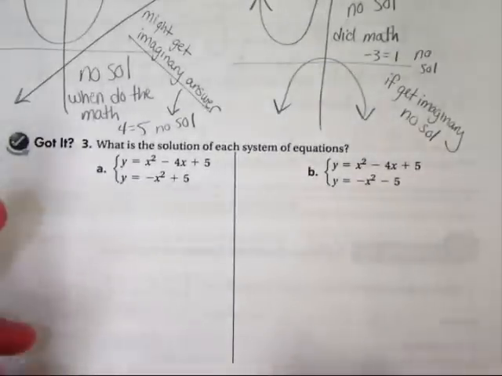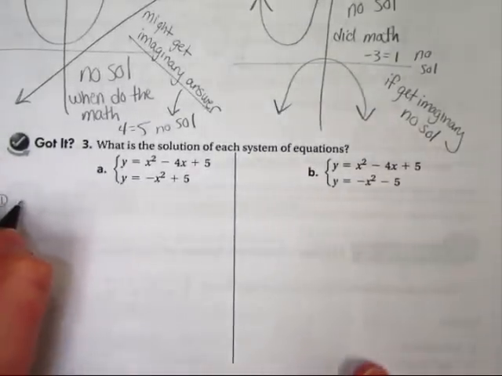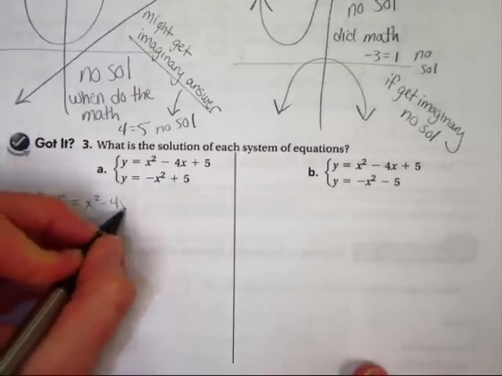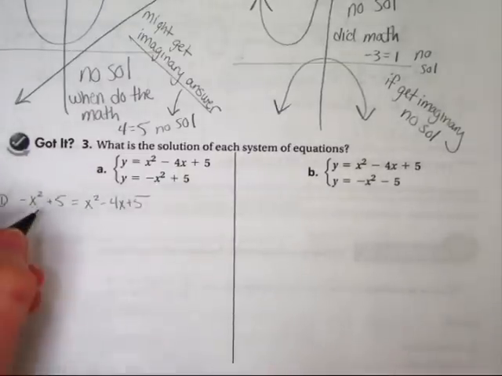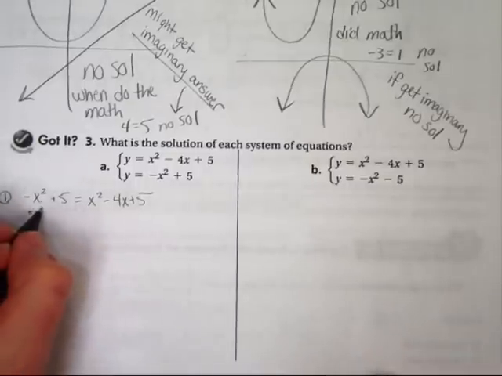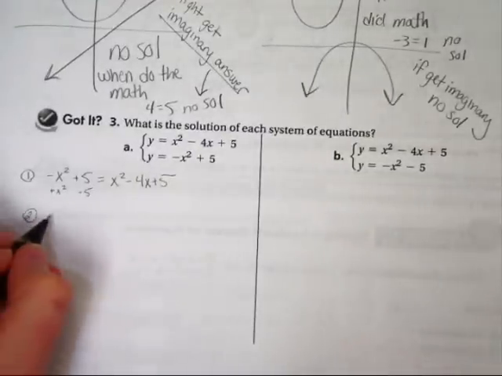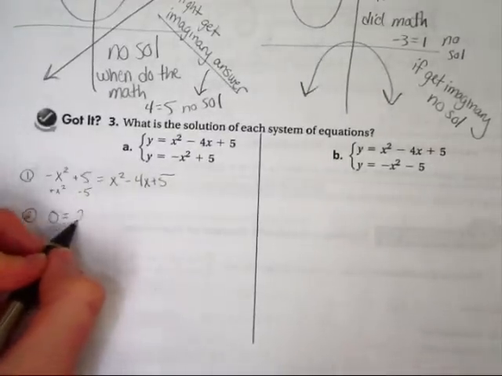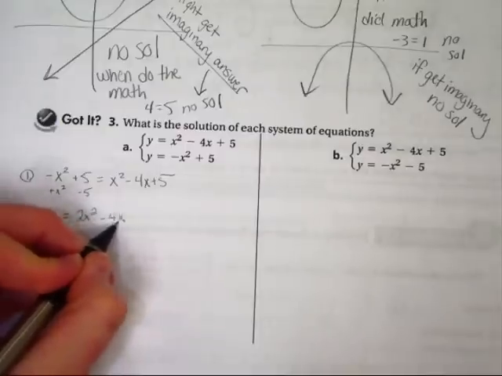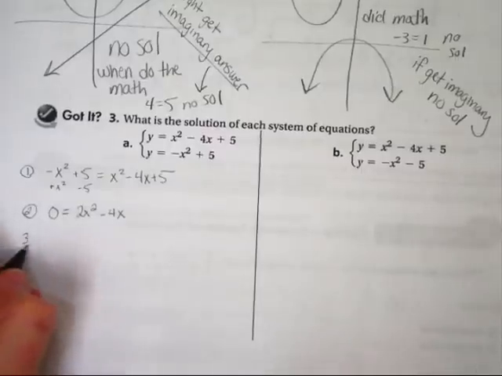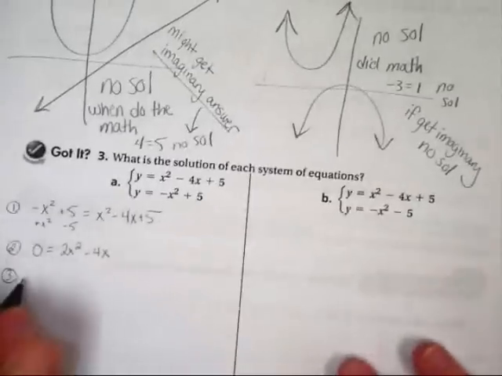What is the solution to the following? Step 1, set them equal. Negative x squared plus 5 equals x squared minus 4x plus 5. I like to keep my x squareds positive, so I'm going to add x squared here, and I'm going to subtract 5. Step 2, set it equal to 0. 0 equals, when you add the x squareds, you get 2x squared, minus 4x, when you subtract the 5, you don't have anything left. Step 3 is the same as step 3 was over here. Step 3 is to factor if you can. Can you factor this?